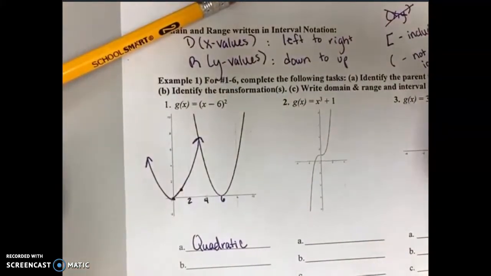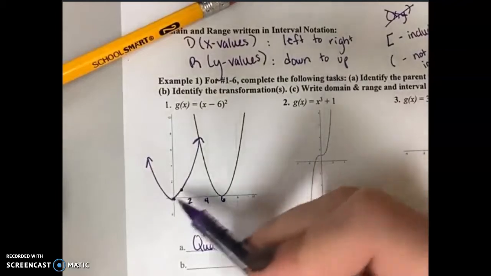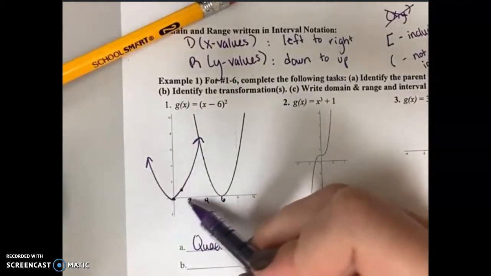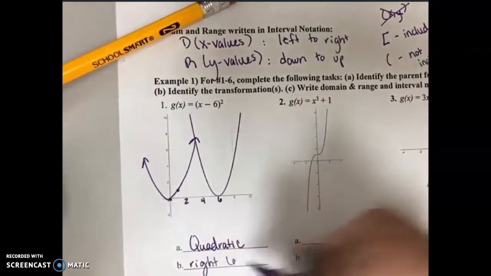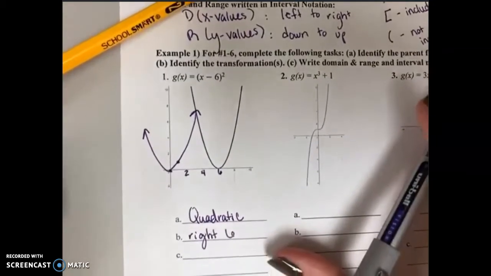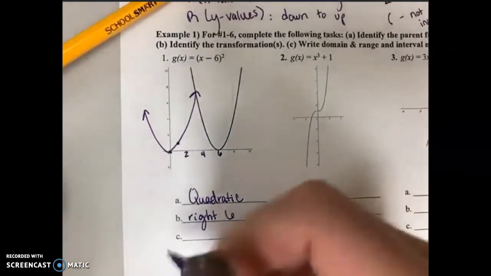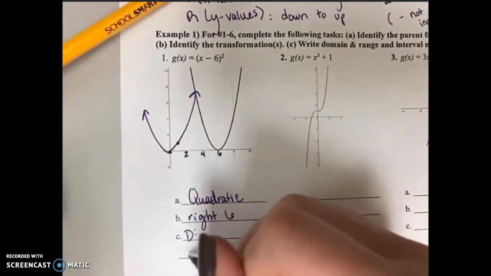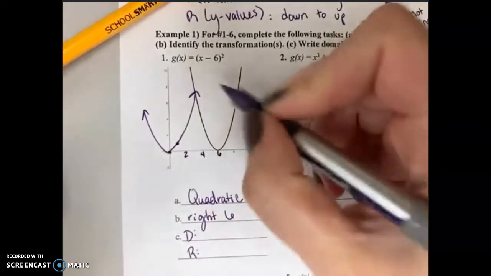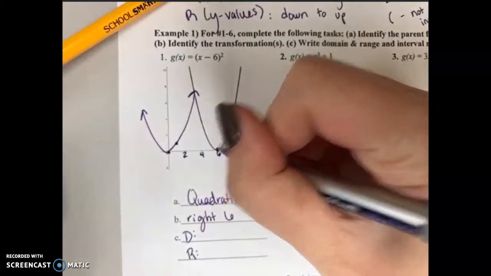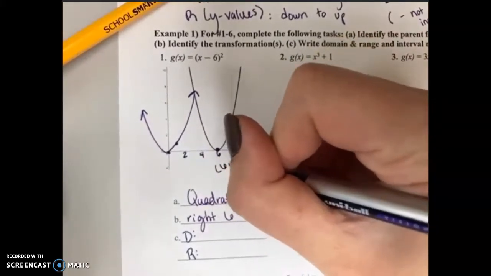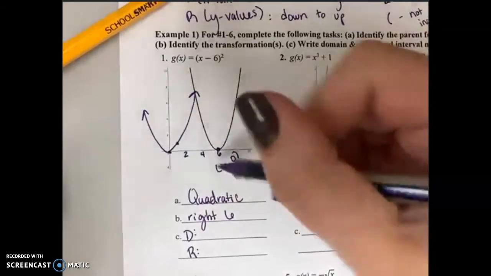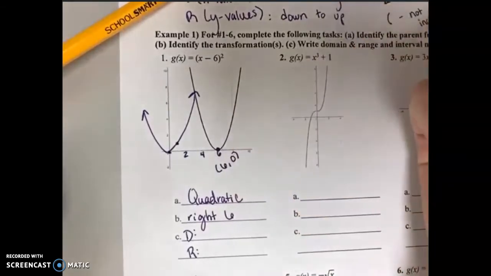Okay? So what is the transformation? Well, going from here to here, it appears that it has moved right 6 units. All right, now I need to talk about the domain and range. Looking at this parabola, it appears to have a minimum value at the point 6, 0, where 6 is the x value, y value is 0.